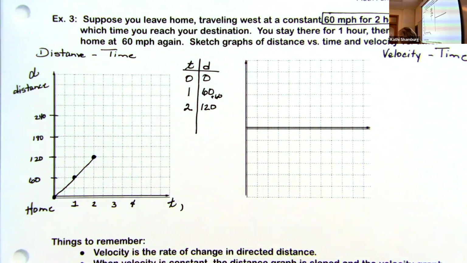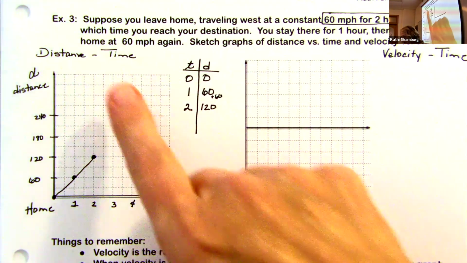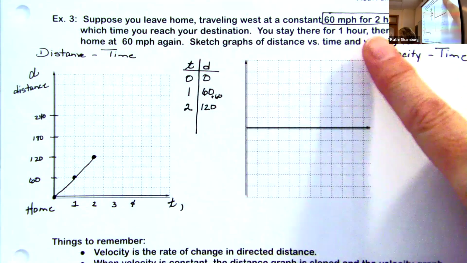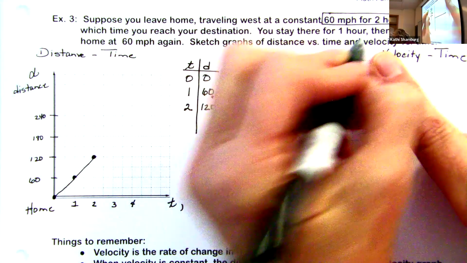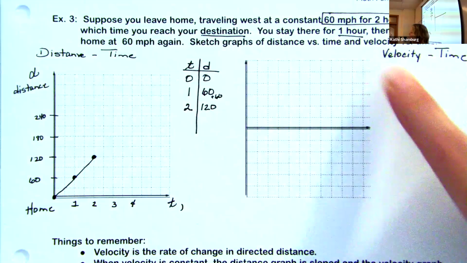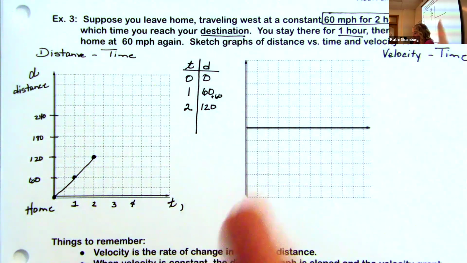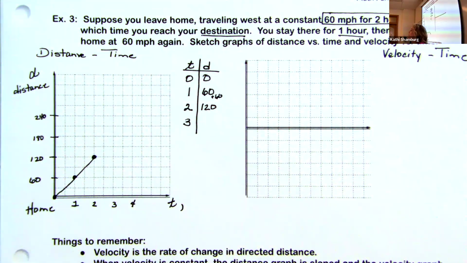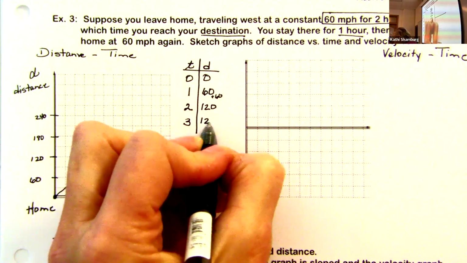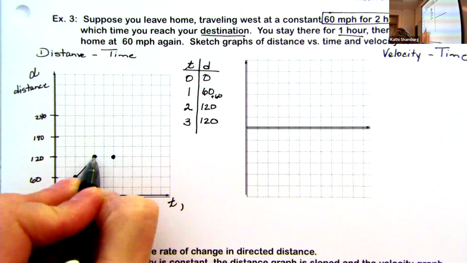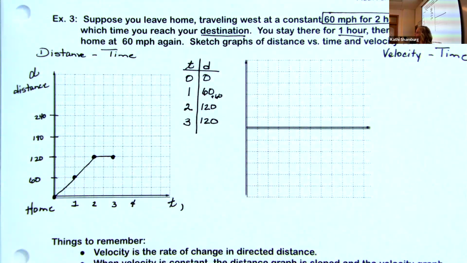Okay, all right, so let's see what happens next. At which time you reach your destination, so we're there, and you stay there for 1 hour. So we're at our destination and we stay there for 1 hour. Okay, now this graph is distance. So another hour has passed. How far am I from home? I'm still 120 miles from home, right? So here's 3. There is hanging out at my destination.